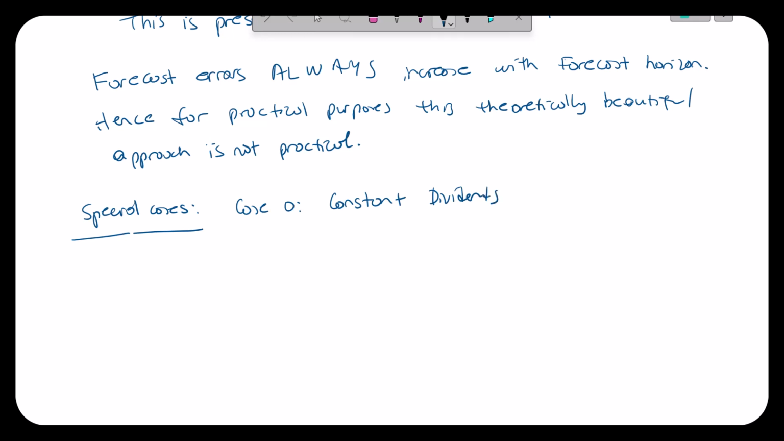So for i equals 1 to infinity, di equals whatever I expect it to be next year. So if dividends are going to be $10 per share next year, this case assumes that they're going to stay at $10 until the end of time. Then the sum above simplifies.